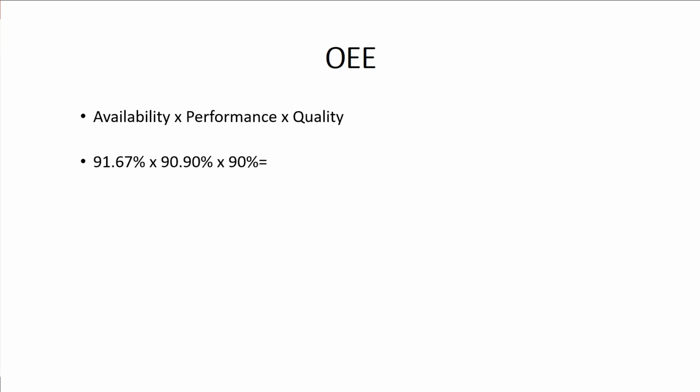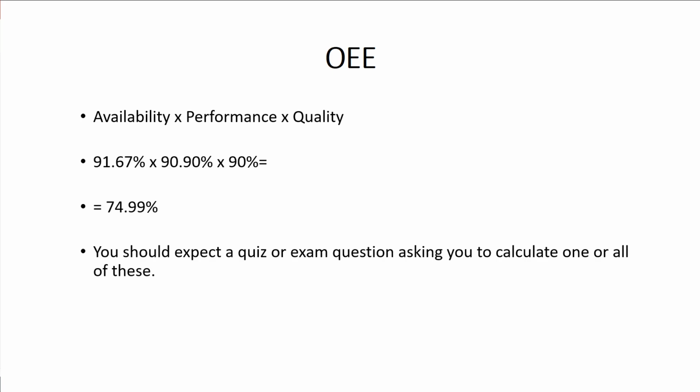So then we calculate our OEE. That is A times P times Q. That's the easy way to remember that one. And simply 91.67, 90.90, and 90, you come out with 74.99. So that is OEE. That is how you calculate it. 75% is not considered good, but we're not here to judge that. We're just here to learn the calculation.